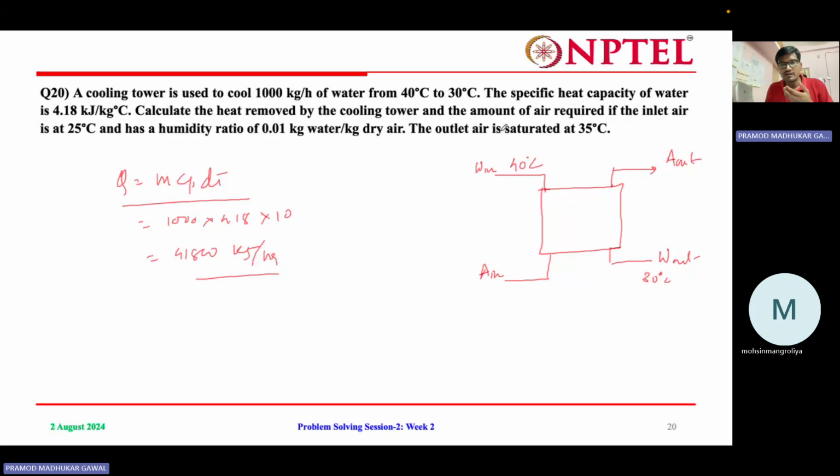After that, how much air is required to cool the water. To calculate this one, the humidity ratio is given. Y, meaning absolute humidity, is 0.01 kg water per kg dry air, and the outlet air is saturated at 35 degrees Celsius, which is given here, right?